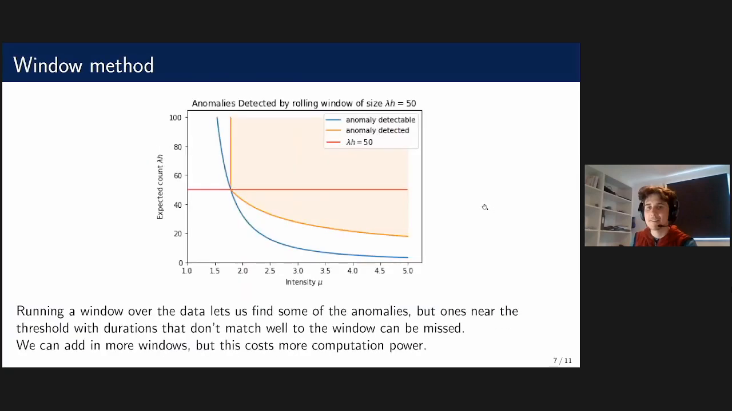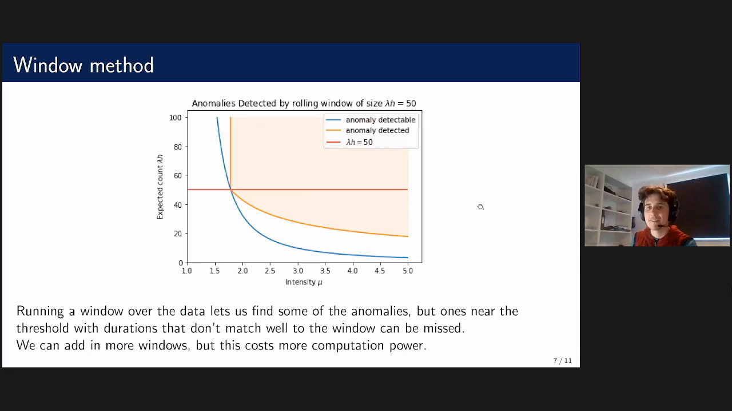So just a brief overview of why window methods are a problem. The blue line on this represents our surprise statistic in terms of our expected and our actual count. What significance level are we at here? If something is above the blue line, we should be trying to detect it. But unfortunately, if you run a window over the data, you can only get things in the orange zone.